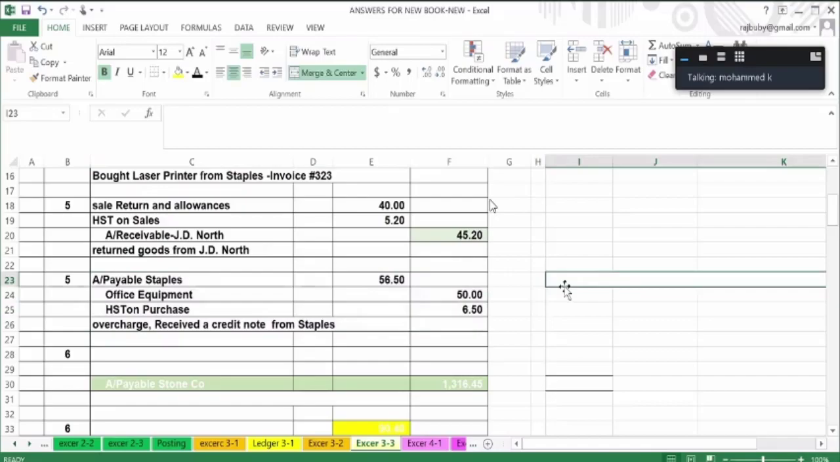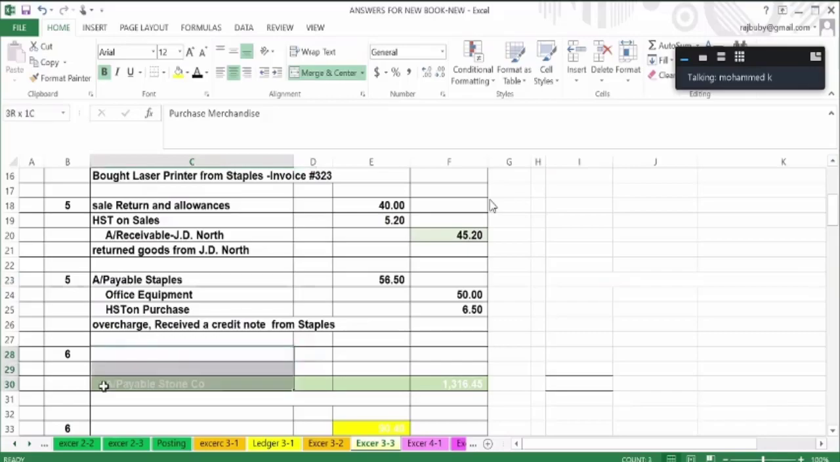January 6th. Bought merchandise from Stone Company 1,165 plus HST. Invoice number 528. Terms 2% within 15 days. So there are two conditions here, right? One is 2/10, then net 15. Yeah.